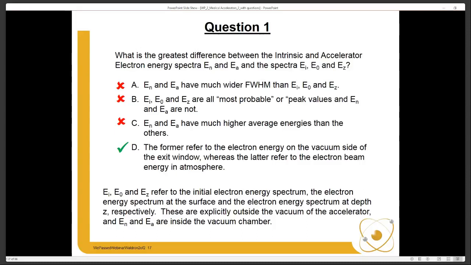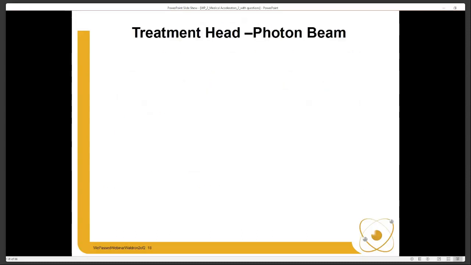All right, we'll continue now. So now we're in what we generally call a treatment head. I'm going to first talk about a photon beam treatment head, then an electron beam treatment head, then I'm going to jump back to photons, and we're sort of going to be moving back and forth between electrons and photons.